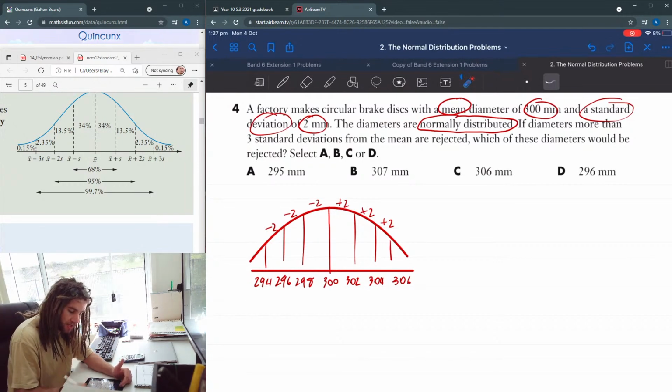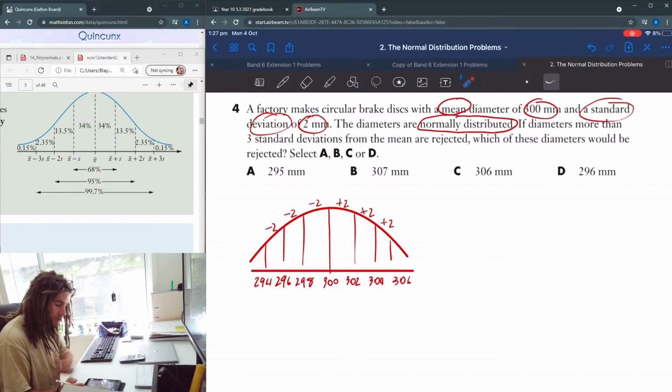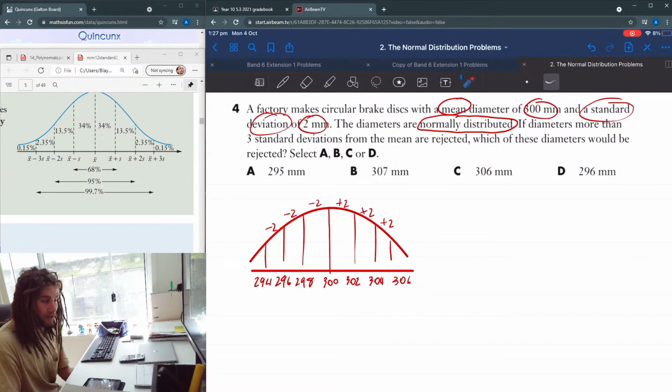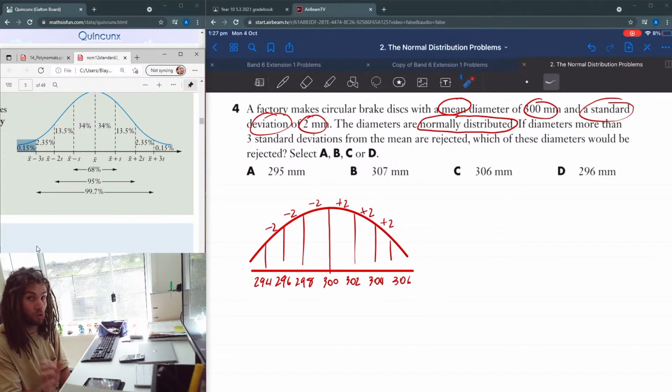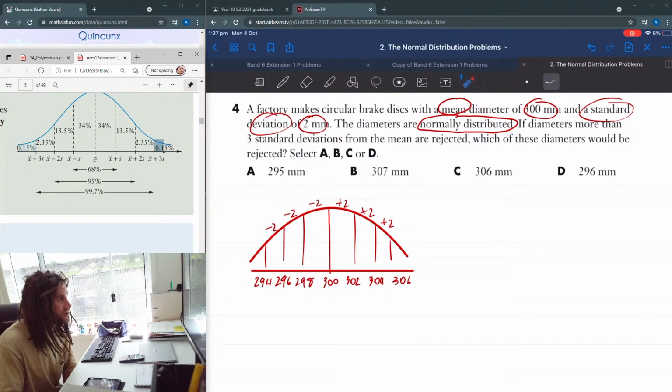So if it's 3 standard deviations away, it'll be rejected. So remember, just from up here, that's going to be 0.3% of all the ones that they make. So that's going to be tiny. So this little 0.15% of them are going to be too small, and 0.15% of them here are going to be too big. So most of them are going to be between 298 and 302.